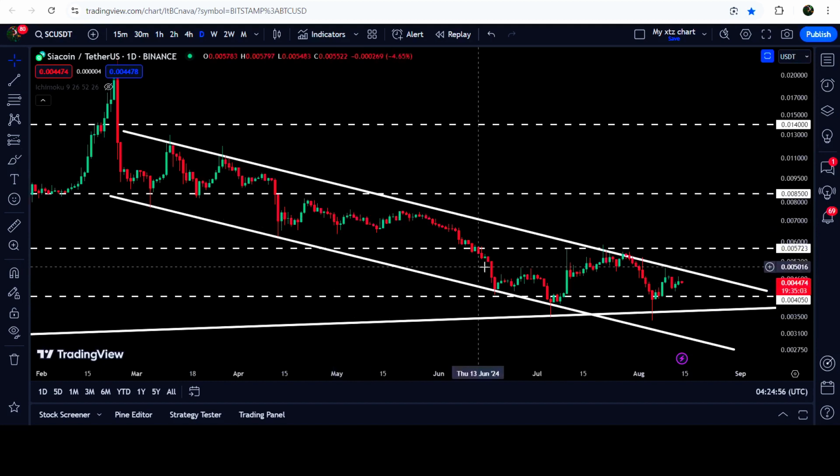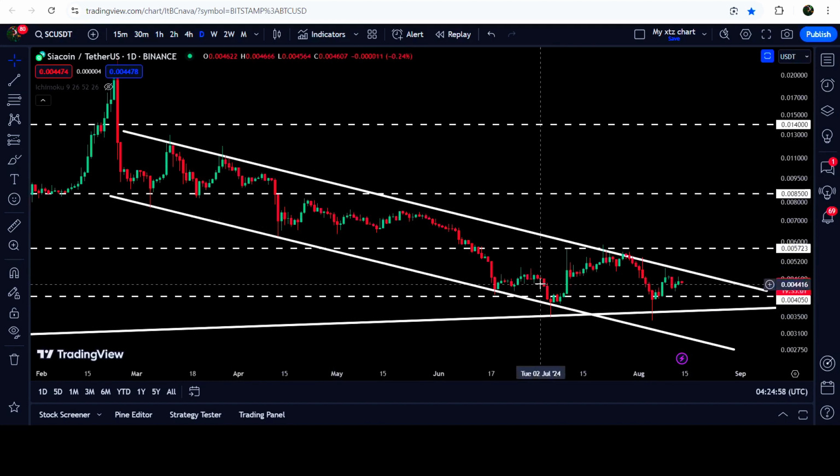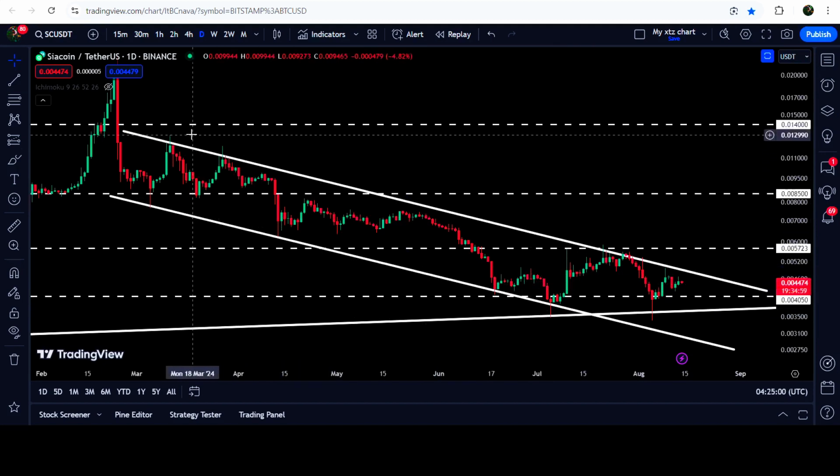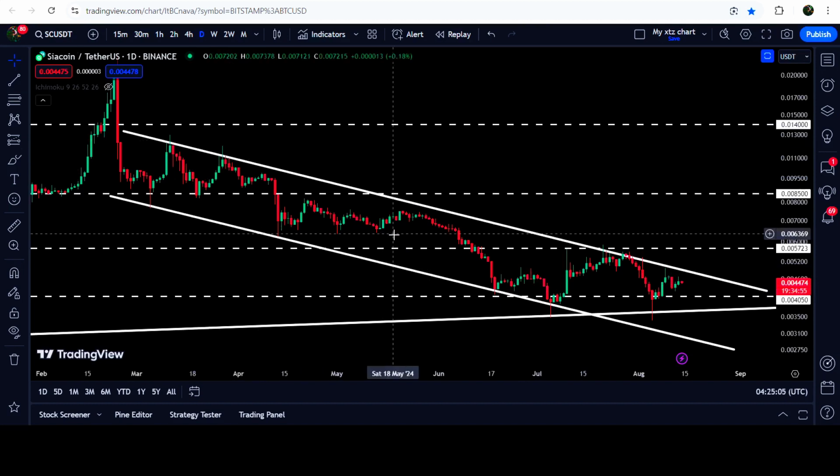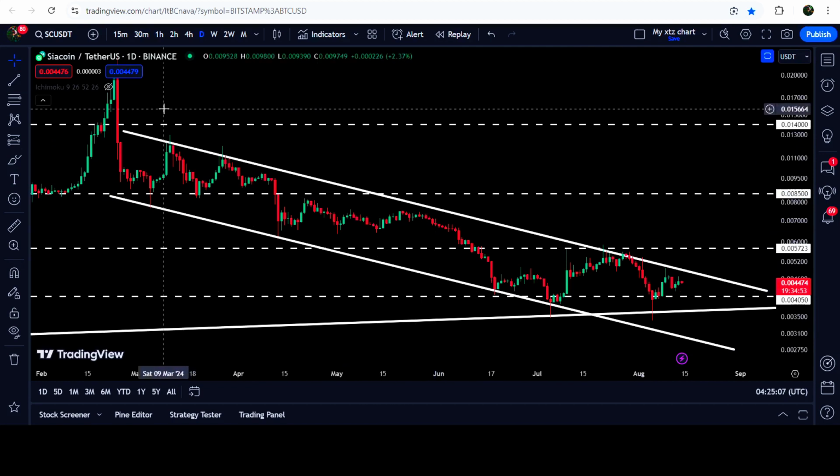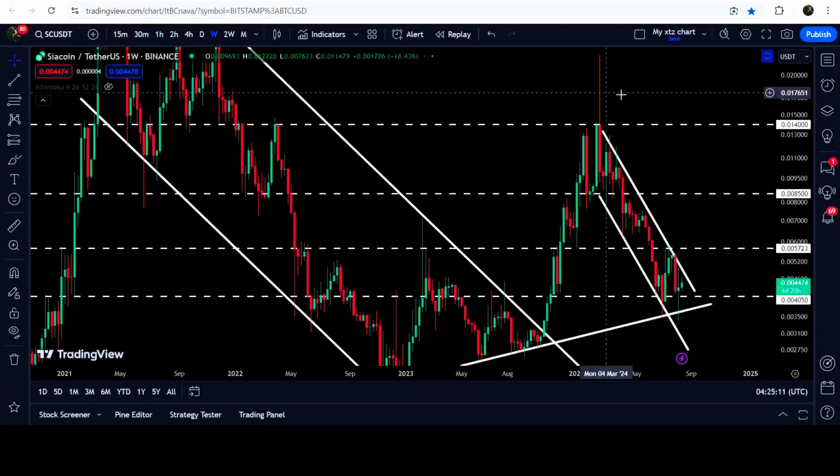In case of breaking out of this channel, because this is a bullish bias pattern, there are more chances that the price may break out the resistance of this channel. The technical target will be here at the top of the channel, approximately at 1.2 cents. But in my opinion, after the breakout from this channel, it can also hit this resistance of 1.4 cents as well. That is a quite long-term resistance, by the way.